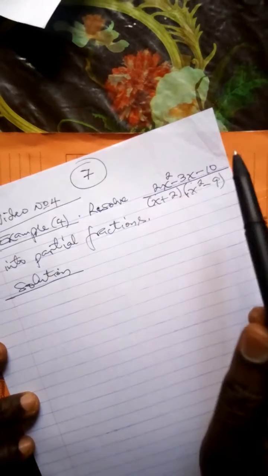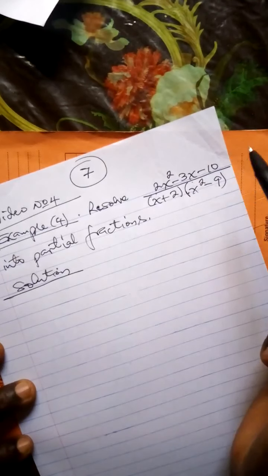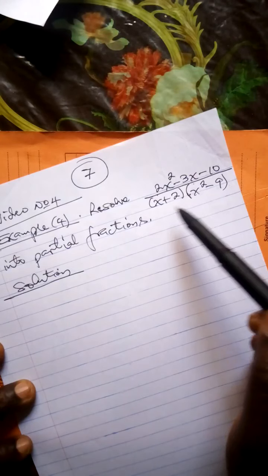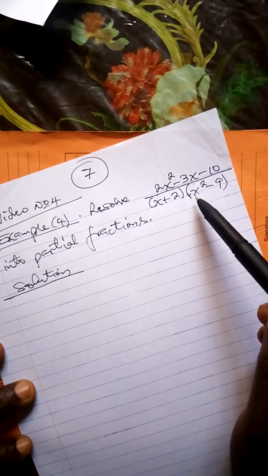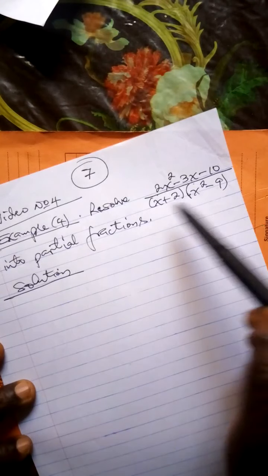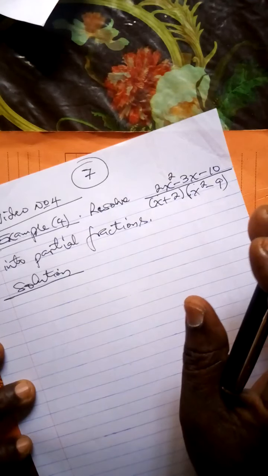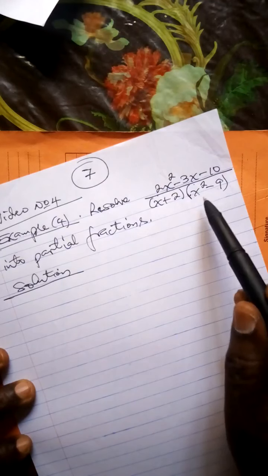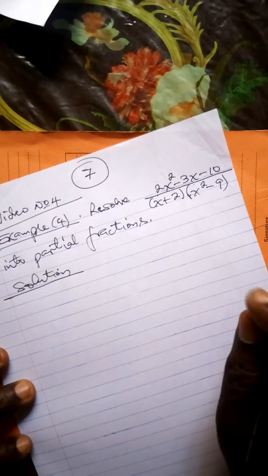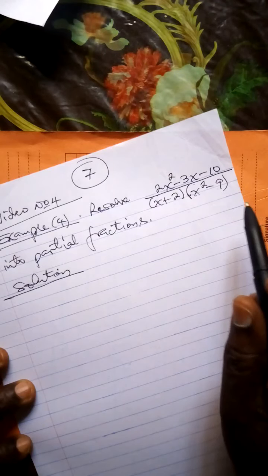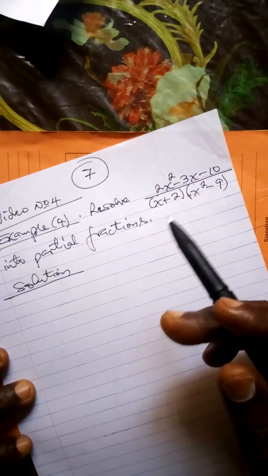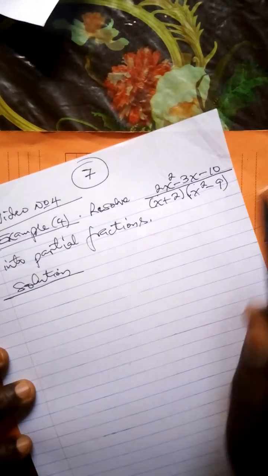Then the next consideration is the nature of the denominator. In this denominator, you have one linear factor and one quadratic factor. The linear factor is already in its prime form, so there is nothing to factorize there. But the quadratic factor needs to be factorized if it is factorizable. x squared minus 9 is factorizable, so we have to factorize that one first.